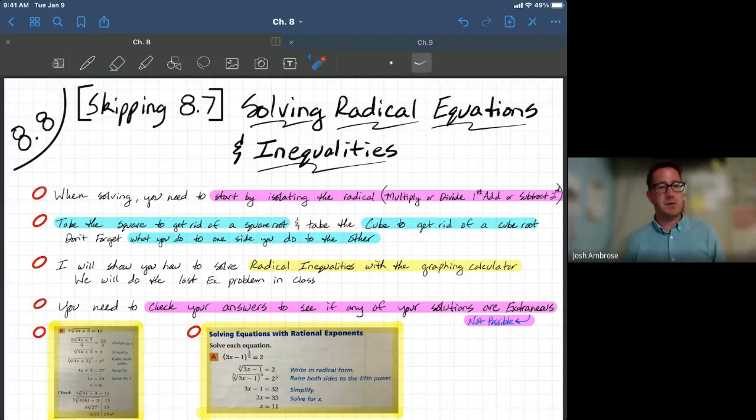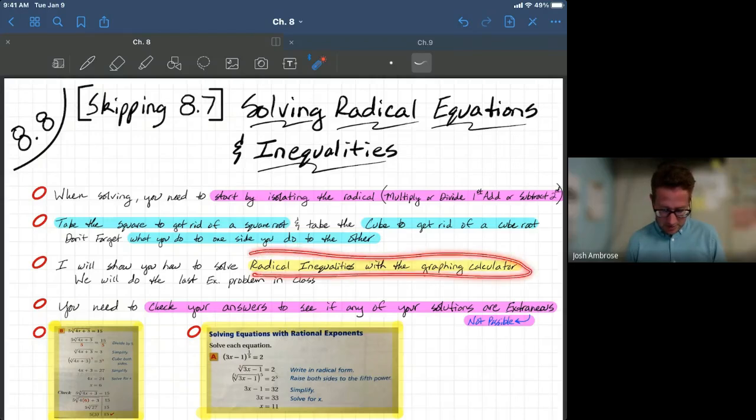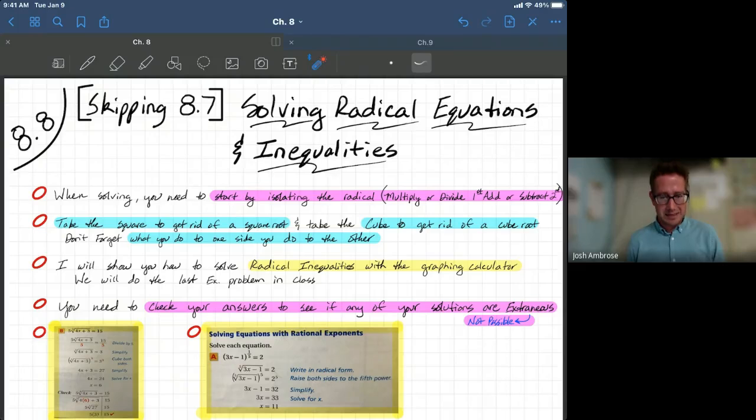All right, it might be a square root, it might be a cube root, it just depends on what they're throwing at you. All right, this is a little reminder. To get rid of the square root, you got to square both sides. To get rid of a cube root, you have to cube both sides. And never forget, of course, do it to one, do it to both. All right, and then this last part, the radical inequalities, as I already said, we're going to use the graphing calculator. I'll show you in class. And there's this one little extra step, unfortunately, right here.